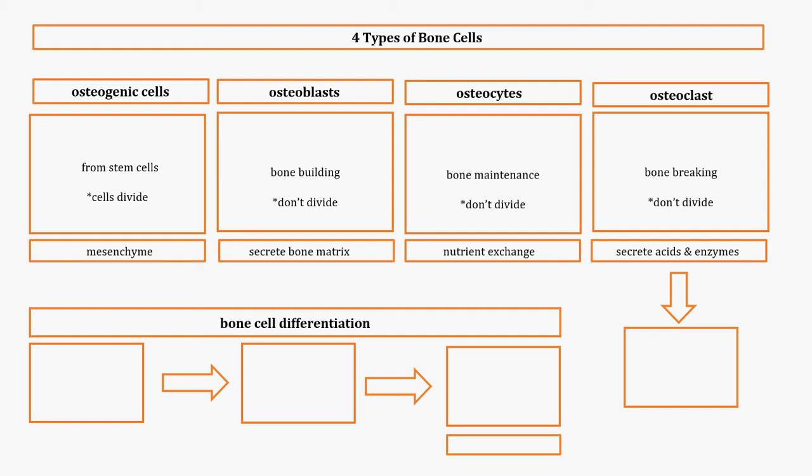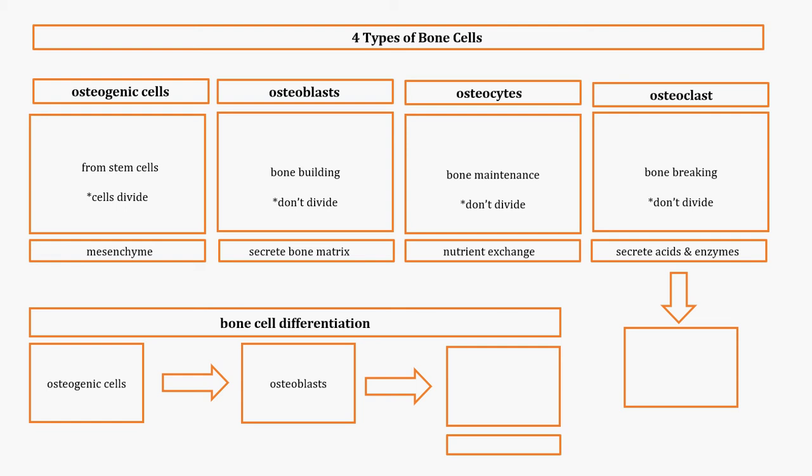Now, we also have another concept related to the bone cells. It's called bone cell differentiation. When you see this differentiation, it just means one cell turning into another cell. But differentiation is a nice fancy word that we use. So first of all, you have osteogenic cells. Again, these are the stem cells. Osteogenic cells turn into osteoblast.